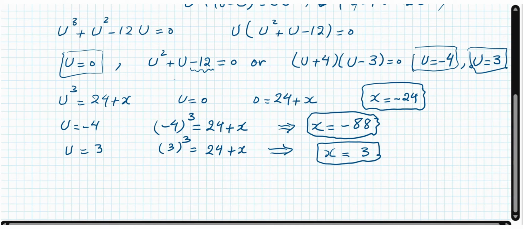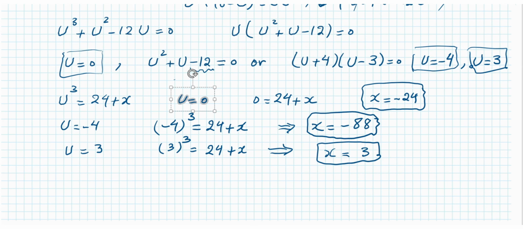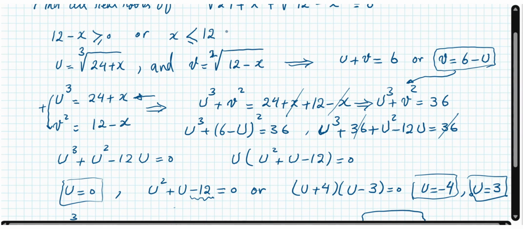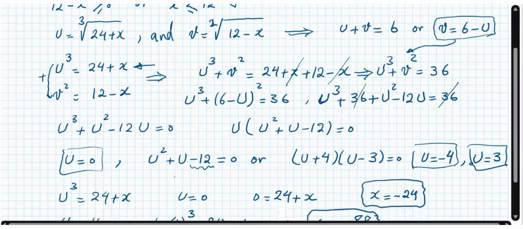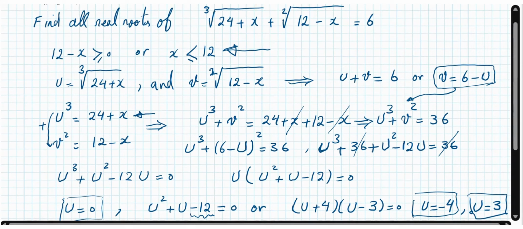So these are the three roots of this equation, and we see that all these three roots, minus 24, minus 88, and 3, also satisfy our condition that x has to be less than or equal to 12. So these three roots are the valid roots of this equation.